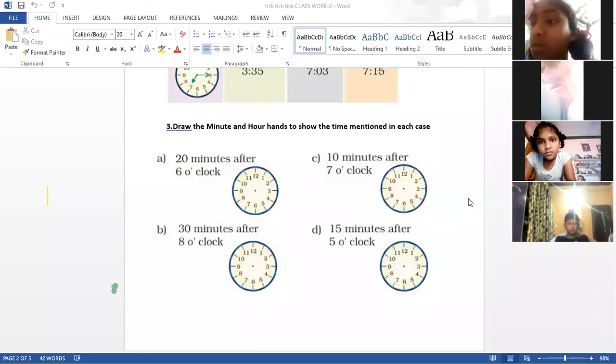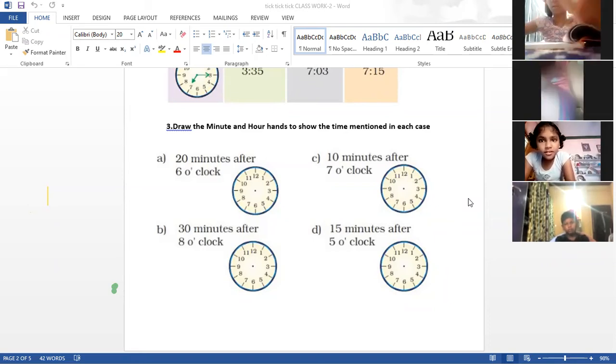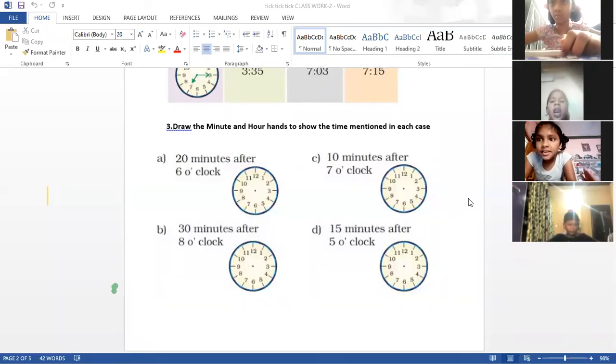The hour hand should be at 6. And the minute hand for 20 minutes should be at 4. The minute hand should be at 4 because 4 fives are 20. Minute hand should be at 4. 4 fives are 20.